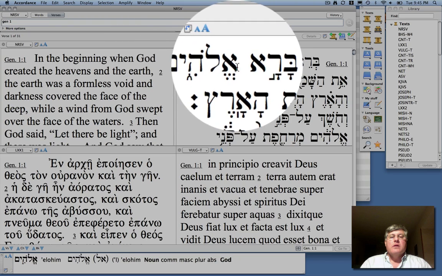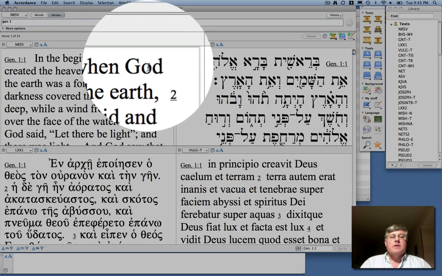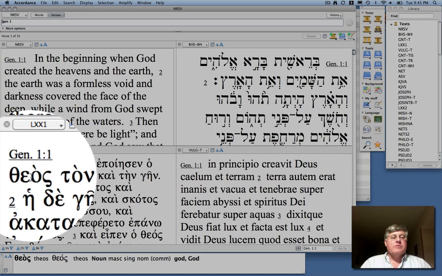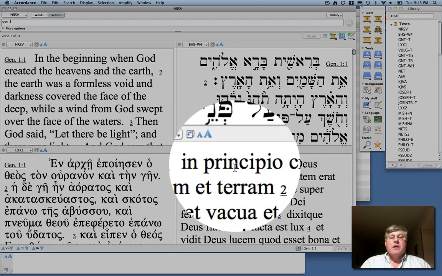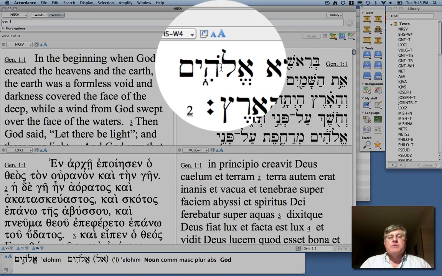Elohim. Elohim is the standard biblical word for God. And we need to take a look at this in a little bit more detail. As you can see, in English, "in the beginning when God," and likewise in Greek, the standard Greek word for God, theos, and in Latin, the standard Latin word for God, deus. So in Hebrew here we have a special word, Elohim, which is generally translated as God in English translations.